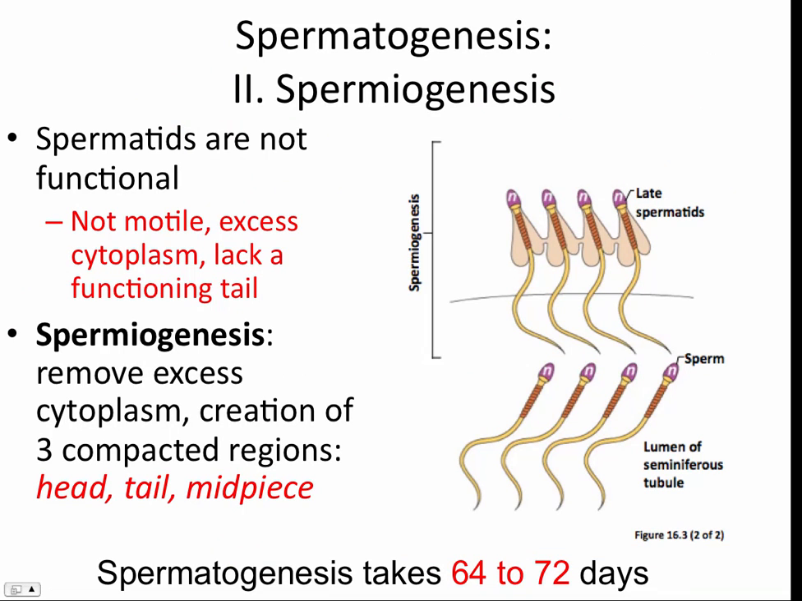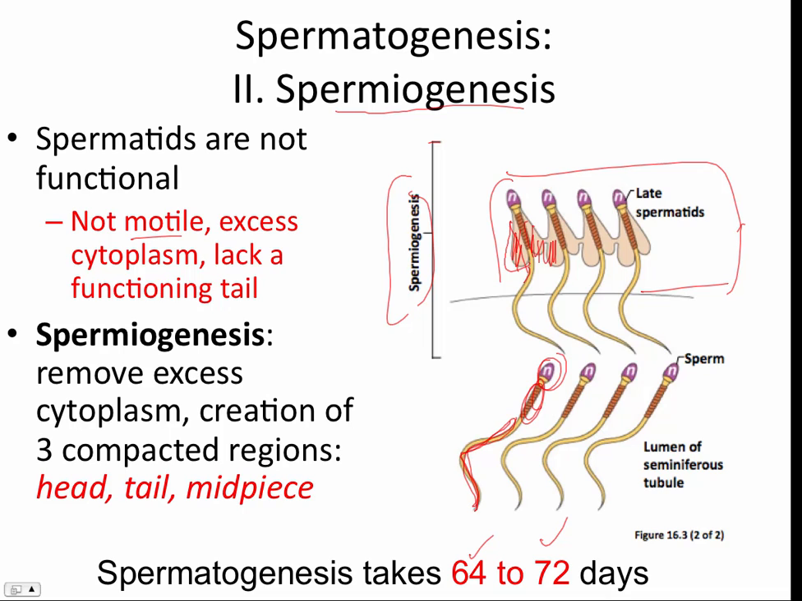Now, at the end of this meiosis, we form those spermatids, but they're not yet functional. And so we begin the next phase of spermatogenesis, spermiogenesis, in which we start off with these spermatids. They have excess cytoplasm surrounding them. They're not motile, and they don't have a functioning tail. So in this process of spermiogenesis, we're going to remove all of this cytoplasm and create 3 different regions. We have the head, the midpiece, and the tail. And this entire process is going to take 64 to 72 days.